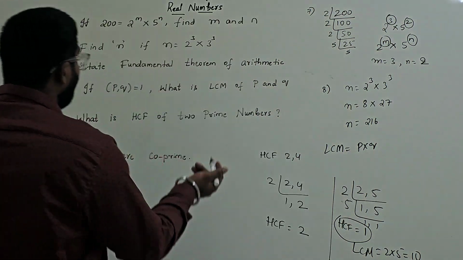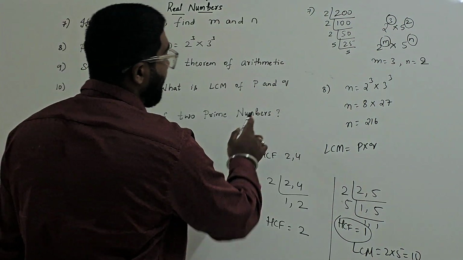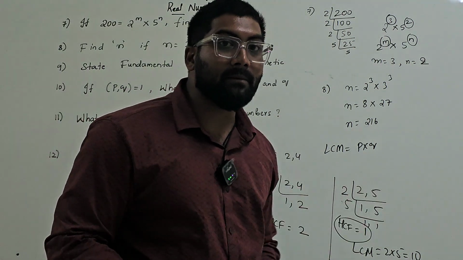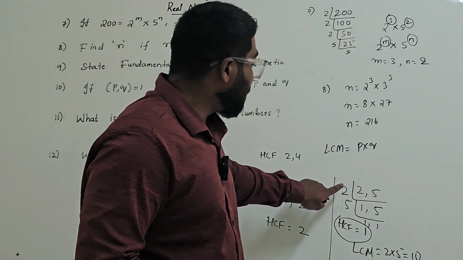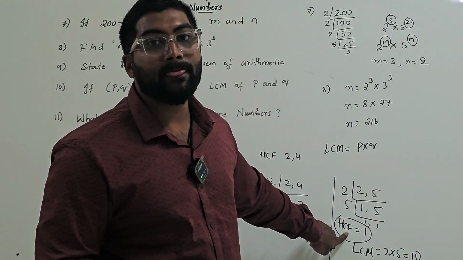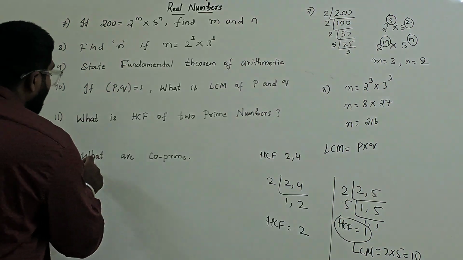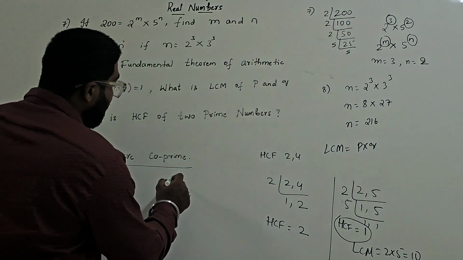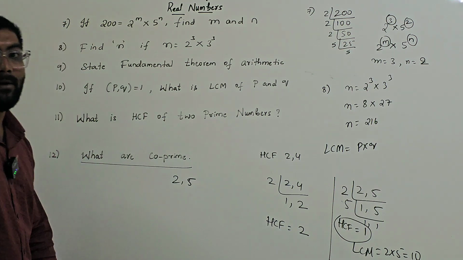In the same way, you can answer another question. What is the HCF of 2 prime numbers? So 2 and 5 are prime numbers, correct? Now if you are finding HCF, what are you getting? HCF is equal to 1. Now what is a co-prime? I already told you 2 comma 5 is a co-prime. Why is it a co-prime?